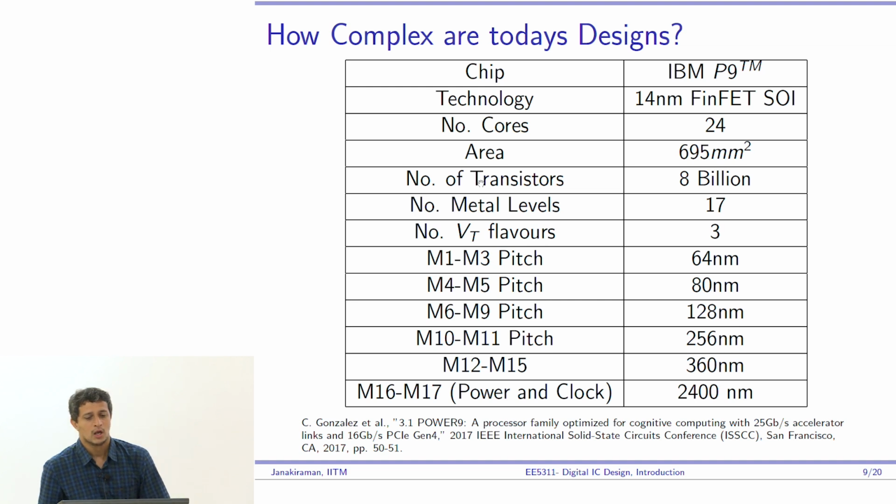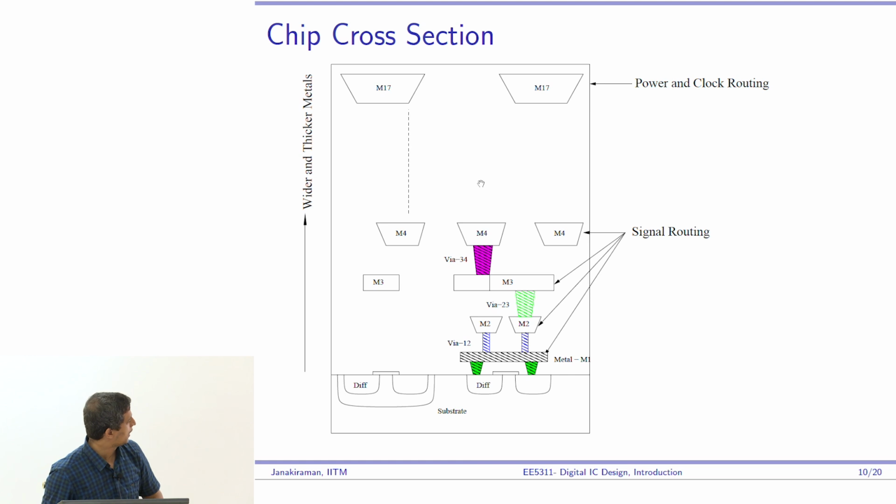Okay, so the number of metals. What is a metal? Let me just give you a quick illustration here of what the manufacturing process looks like. Right below you have the substrate, then you have the transistors. This DIFF stands for diffusion. We'll come to what those diffusions are. So this is an NMOS transistor, this is a PMOS transistor. We'll define all that more formally in some time.